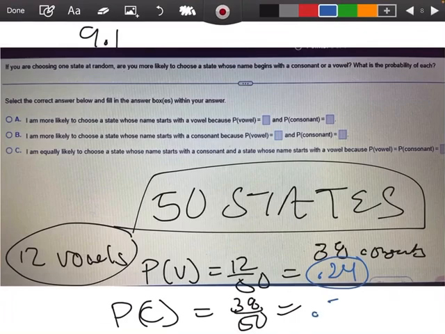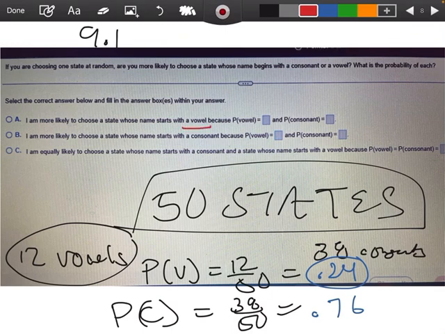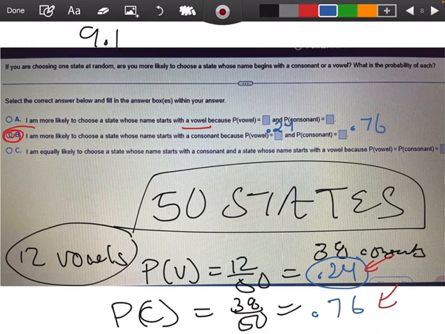This is 0.76. Now, all I'm going to do here, y'all, is choose either A, B, or C. So part A says I'm more likely to choose a state that begins with a vowel. No, that number is smaller. So I'm more likely to choose a state that begins with a consonant. So I'm going to choose part B because my probability with a vowel is 0.24, and my probability with a consonant is 0.76. And that's really what I had to do, okay?